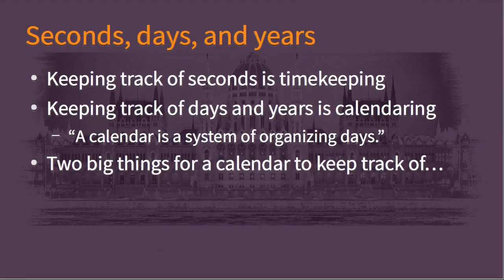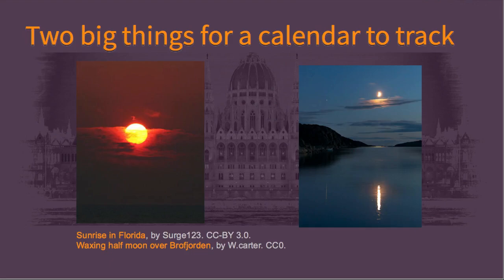So we've been talking about data structures that have to do with seconds and hours, and that's timekeeping. But let's turn our attention to keeping track of days and years. That's calendaring, where we think of a calendar as a system of organizing days. And when we think of a calendar, there are two big things that a calendar needs to keep track of, or rather that a calendar is influenced by. And those two things are the sun and the moon.